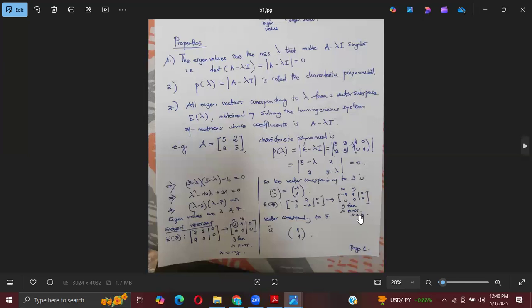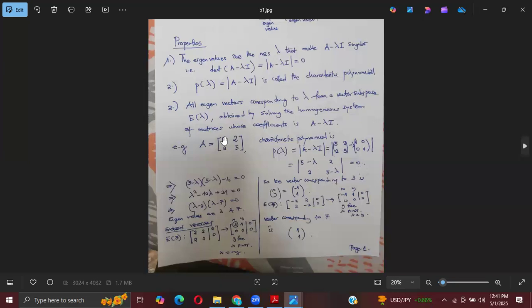When I was learning about eigenvalues, the speaker said, for the part where it's 5 minus lambda, 2, 2, and 5 minus lambda, take the determinant of this matrix and set it equal to 0. What does the determinant of this matrix mean?